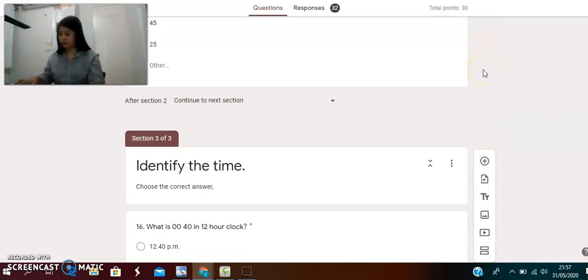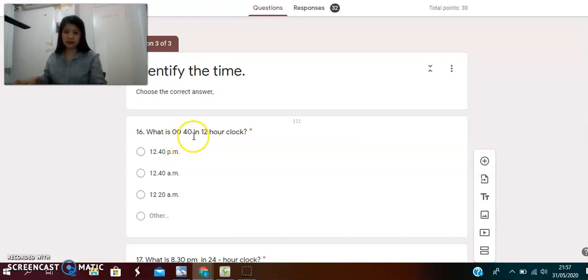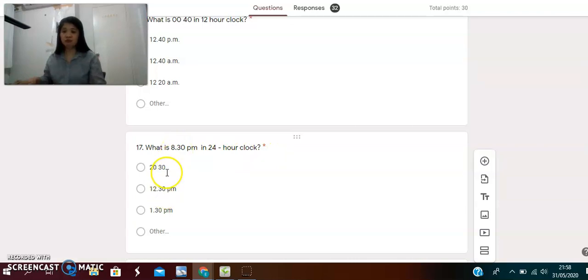So, for number 16, identify the time. 24:40 in a 12-hour clock will become 12:40. AM or PM? That would be AM, because you will see here 0040, 24:40. That means morning. Next, 17. What is 8:30 p.m. in 24-hour clock? Plus 12, that would give you 20:30.